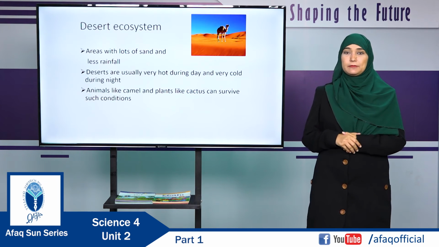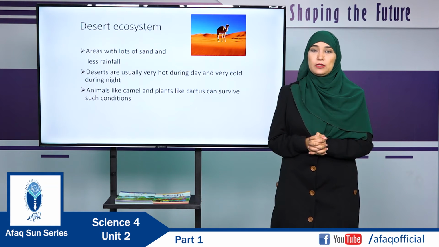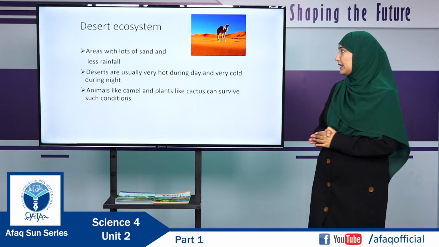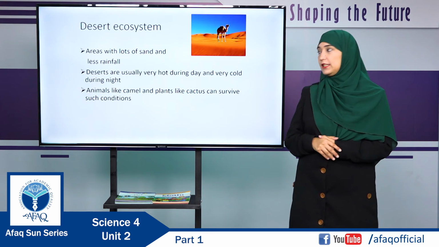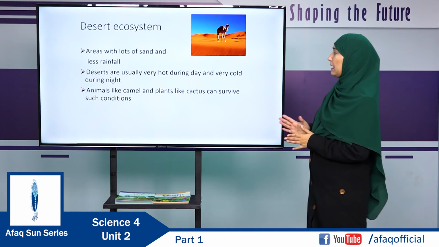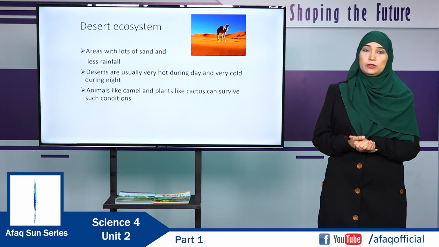What are deserts? Deserts are areas with lots of sand and very little rainfall. Deserts are usually very hot during the day and very cold during the night. Animals like camels and plants like cactuses are found in the desert ecosystem.